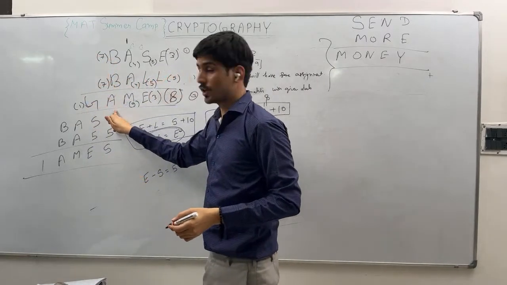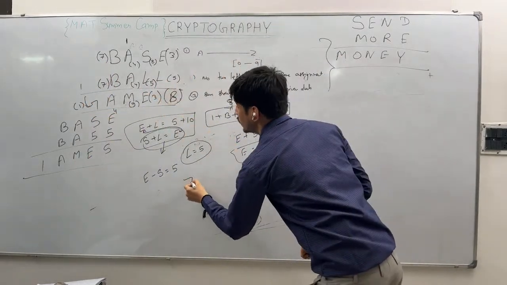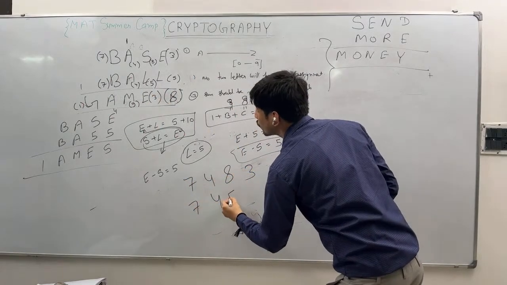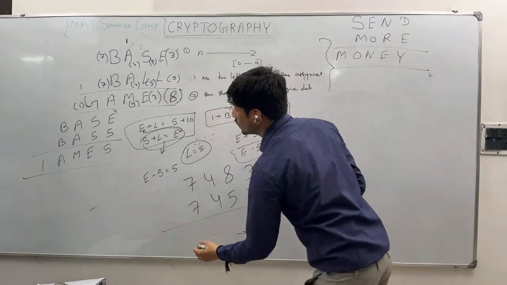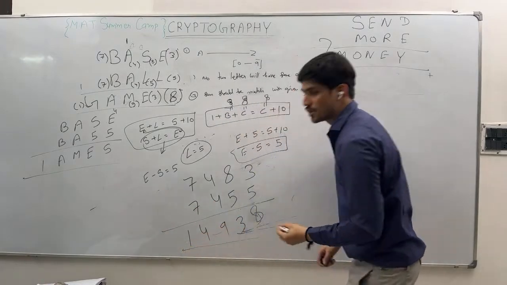So 7 plus 7, 14. So this will be 4 and this will be 1. So what is the final answer? Let me write 7 4 8 3 7 4 5 5. And what is the final answer? 14938. So this is our final answer.